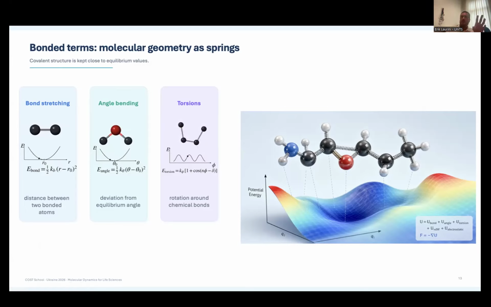Torsion is particularly important in larger systems, in biological systems, because it underlies the conformational changes of the molecule. But in any case, we have to define an equation describing the energies, and we have to find the parameters inside the force field to solve these equations dynamically.